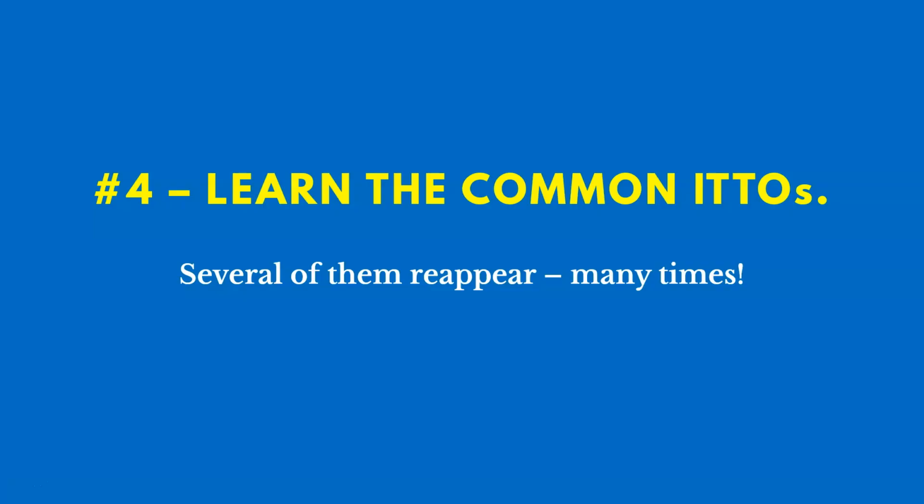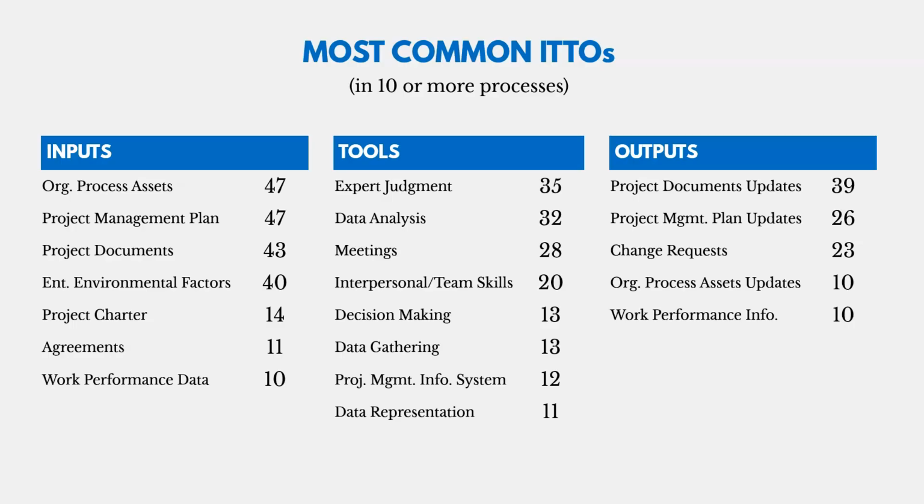So here's the 4th tip. Learn the common ITTOs. ITTOs oftentimes reappear in several processes, and in some cases, almost every process. And so here's a list of all the ITTOs that appear in 10 or more processes. And let's just take a look at inputs for a second.